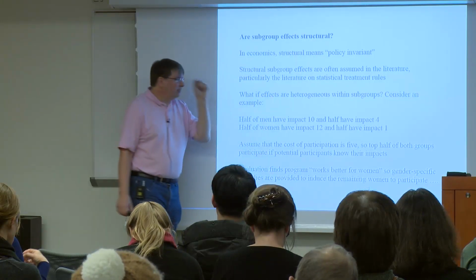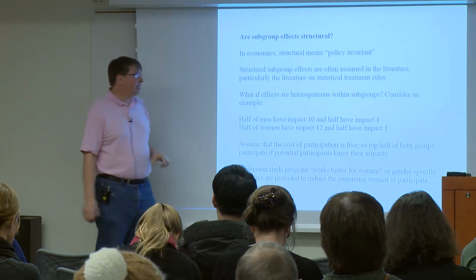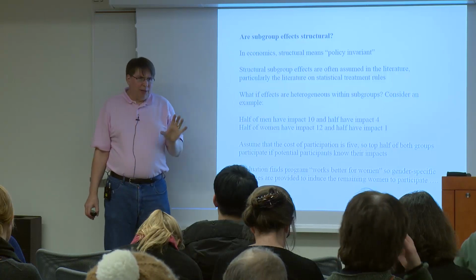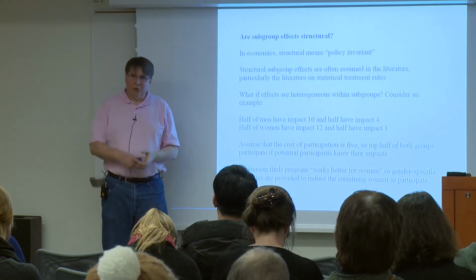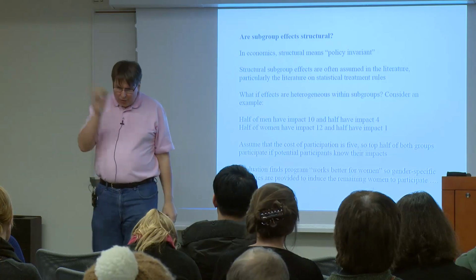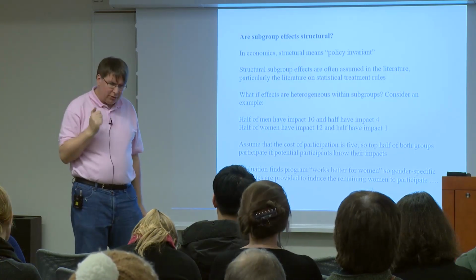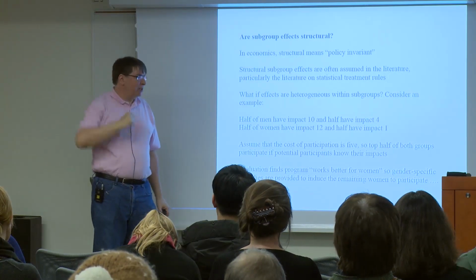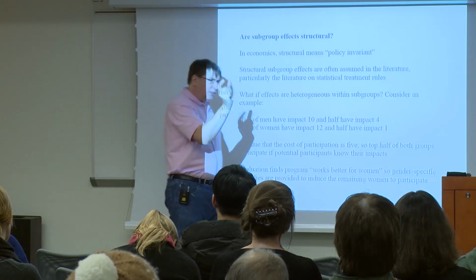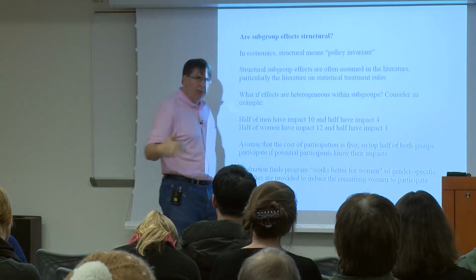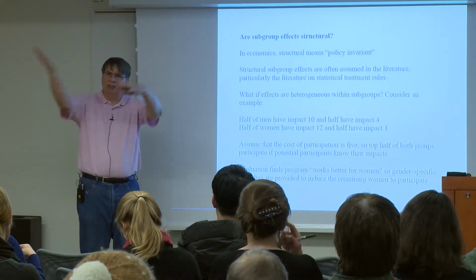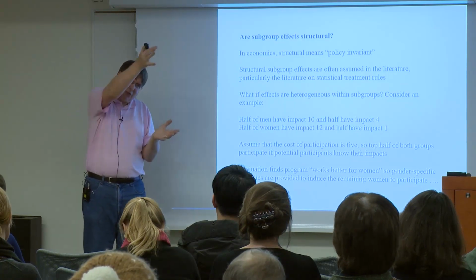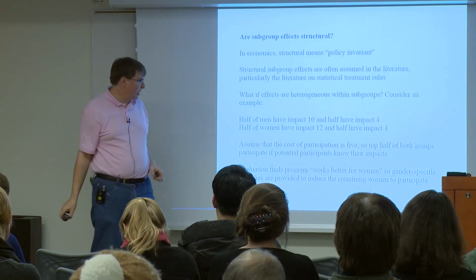So are subgroup effects structural in the economic sense? And here the economic sense means sort of policy invariant. If you read the papers by Manski and other people on statistical treatment rules, they act as if you estimate heterogeneous effects and you say, oh, this treatment is better for men than women, better for old people than young people, better for high education people than low education people. They act like those are fixed facts that are independent of however you selected people from those populations into your study. So that then you can take those facts and say, well, let's serve this group less because their impact is small and this group more because their impact is big.